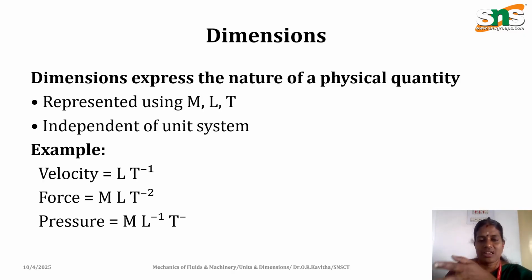Now we will see about dimensions. What is a dimension? It is an expression of the nature of a physical quantity. Mostly we use M, L, T: M is mass, L is length, and T is time. It is also independent of the unit system. Examples of dimensions: velocity is L T power minus 1, and force is M L T power minus 2.